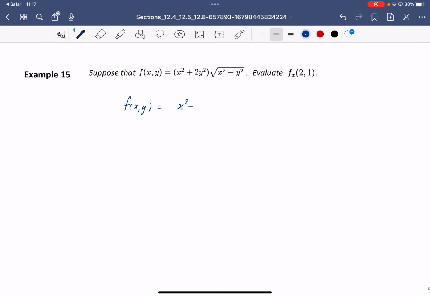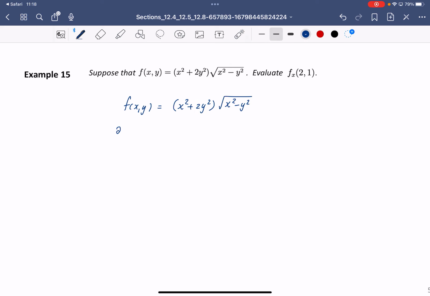You can see that the function comes in the form of a product, right? So it's going to be this thing multiplied by this thing, u times v. So there's no choice, you need to use the product rule. Because this one has something inside that depends on x and y. Something inside depends on x and y. So you have to use the product rule.